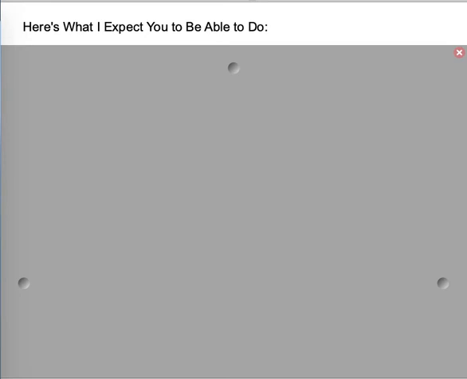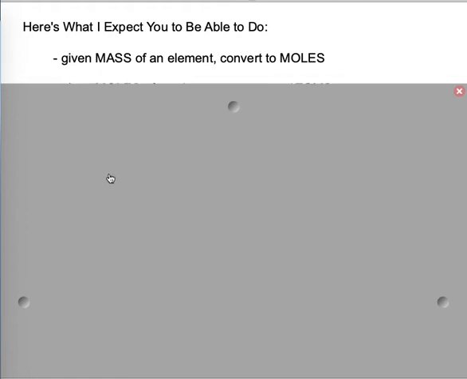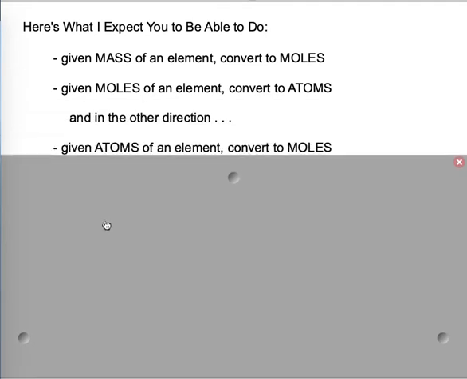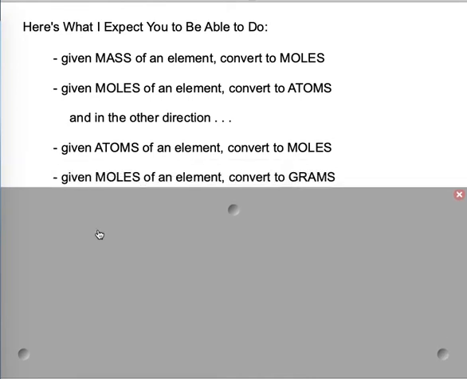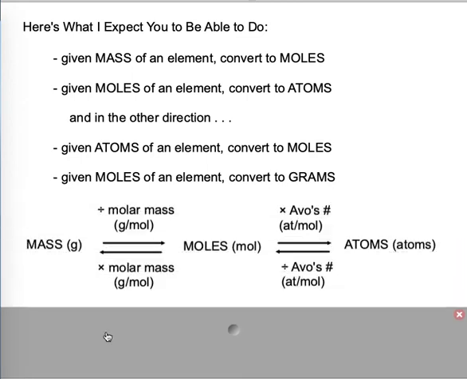So, let's summarize. Here's what I expect you to be able to do. Given the mass of an element in grams, convert it to moles of the element. Given moles of an element, convert to atoms using Avogadro's number. And in the other direction, if I give you a certain number of atoms of an element, convert to moles using Avogadro's number. And if I give you a certain number of moles of an element, convert to grams using the molar mass. Here is a little graphic organizer that represents these calculations.